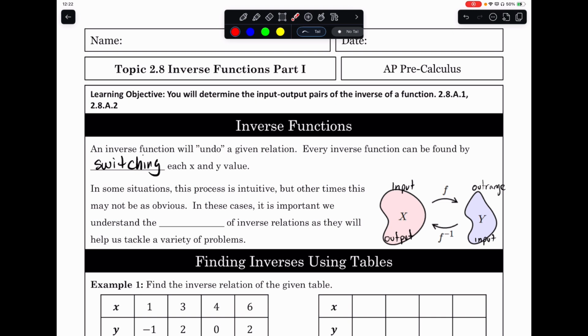Now, in some situations, the process is intuitive. We could see exactly what the inverse is, but other times it's not so obvious. And regardless, it's important that we understand the concept of inverse relations, as they're going to help us tackle a variety of problems. And the concept is that the inverse is switching the inputs and the outputs. So your domain becomes your range, and your range becomes your domain.